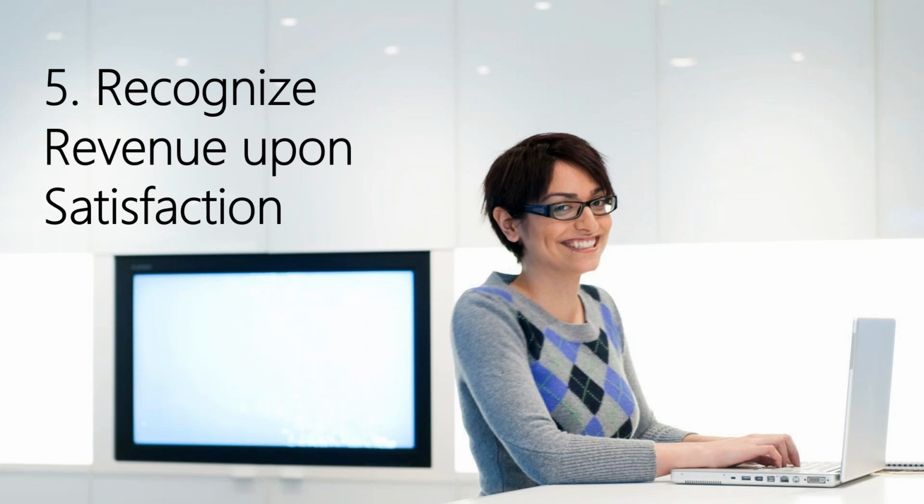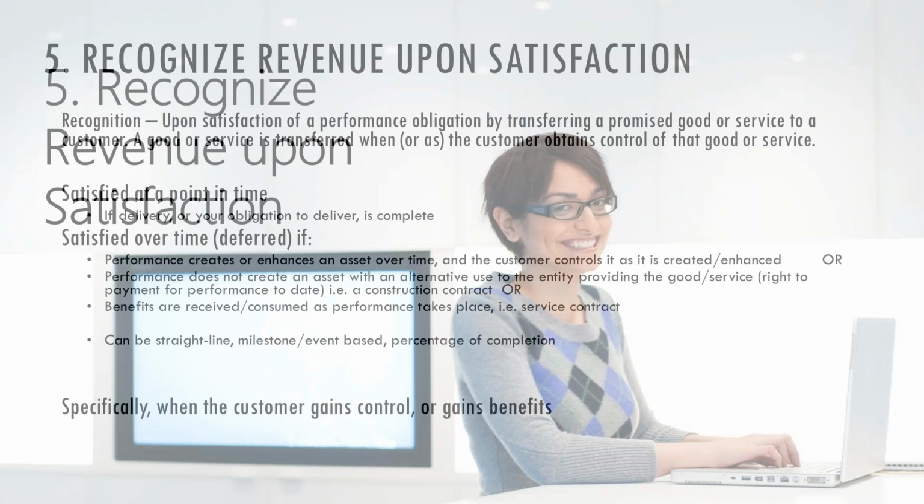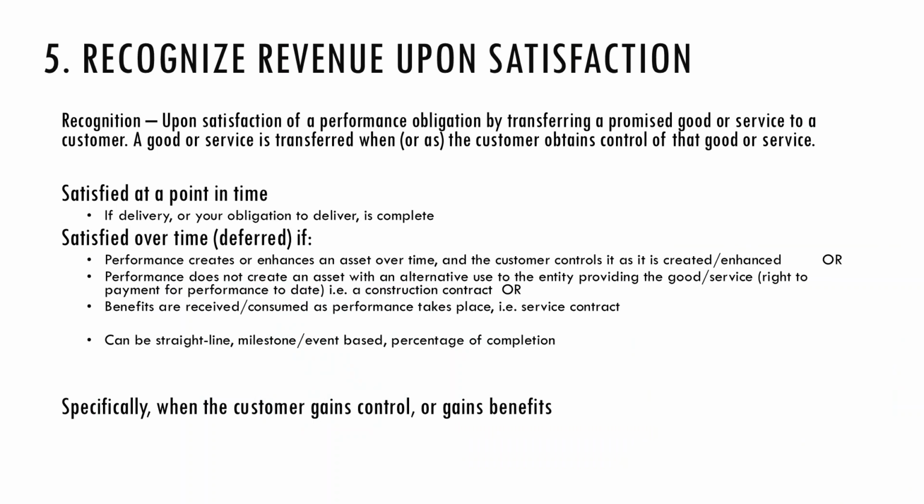Okay, so I've done all of that. I've got some stuff that I want to recognize now. I've got some stuff that I want to defer. When am I allowed to recognize the revenue? That's step number 5. You recognize the revenue upon satisfaction. So ASC 606 says upon satisfaction of a performance obligation by transferring a promised good or service to the customer, I can recognize the revenue.